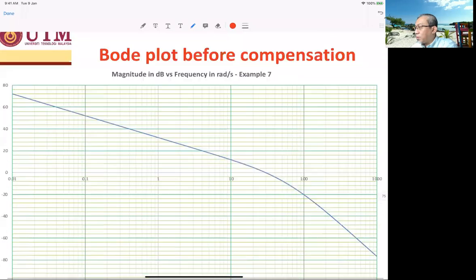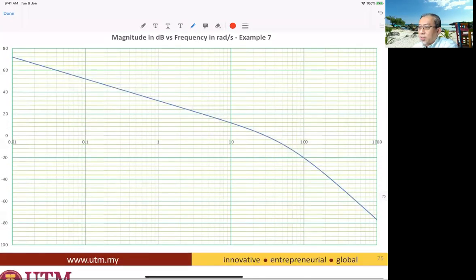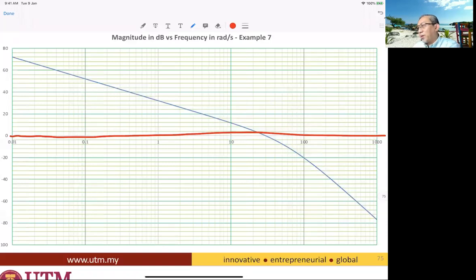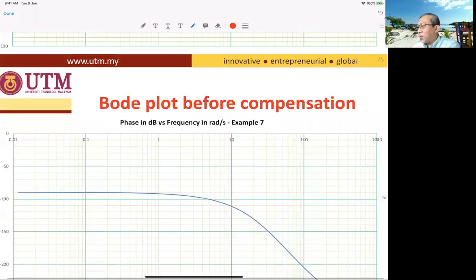So this is the empty Bode plot. I just plotted it using Excel. If you have a printer at home, you can print this slide, or if you have Acrobat Reader, you can jot down like what I did just now. This is 0 decibel, so you can edit the PDF, and the slope is minus 20 dB per decade.